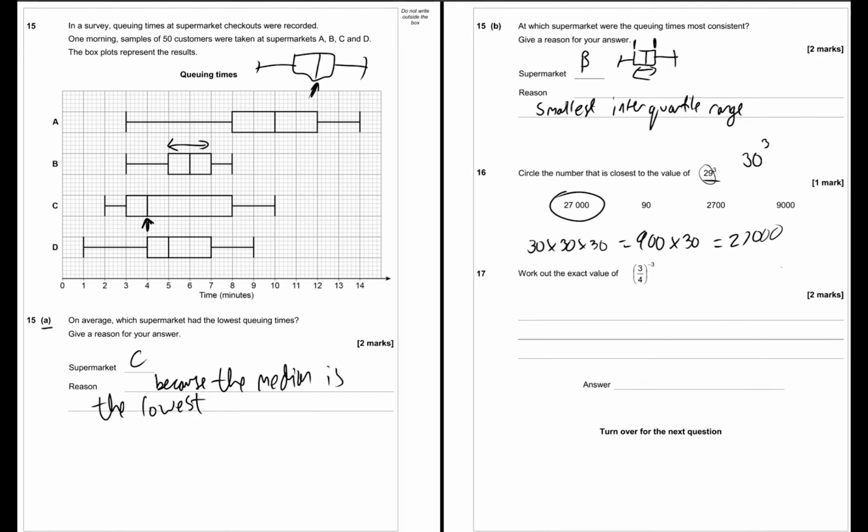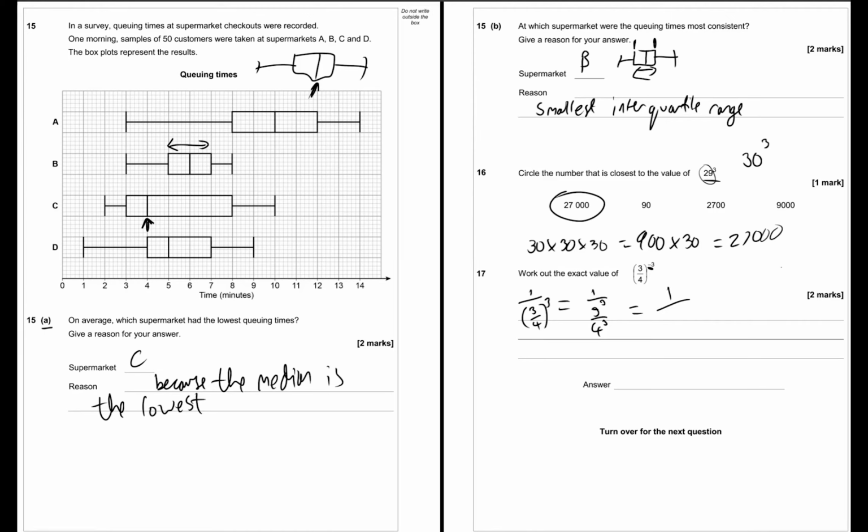Okay, work out the exact value of 3 over 4 to the minus 3. Okay, this one's a bit interesting. So it's a minus 3 here. So how can we get rid of that minus? What we're going to do is put it over a fraction, which means we can change it to a positive value. So now we're going to bring our power of 3 out. So we've got 1 over 3 over 4, all to the 3. Apologies for how ugly that looks.